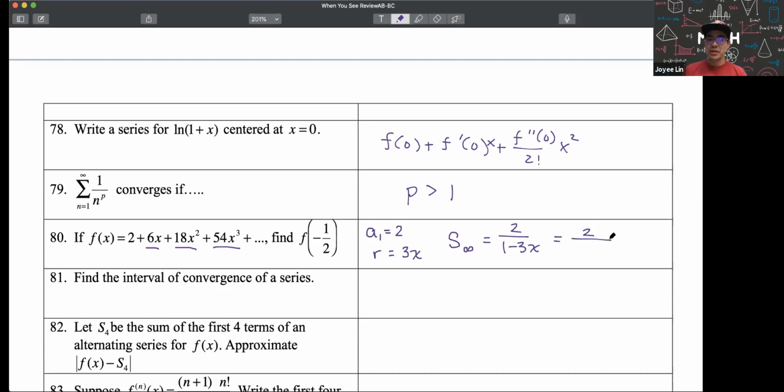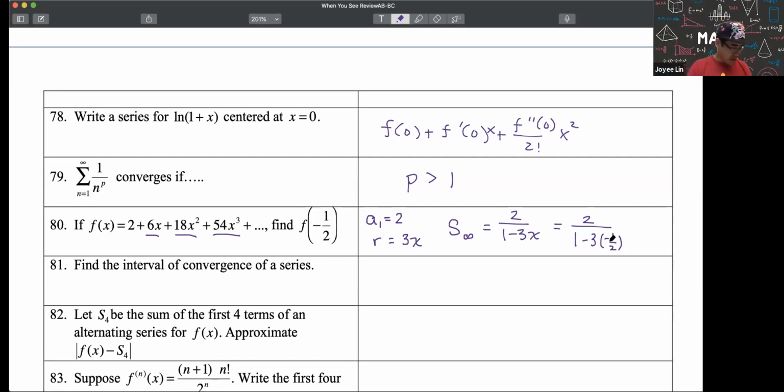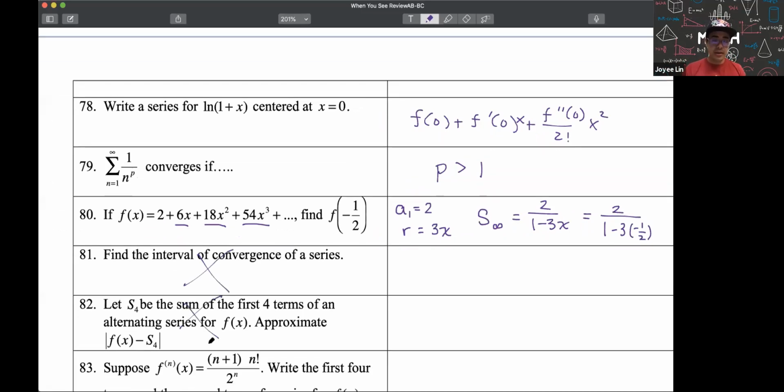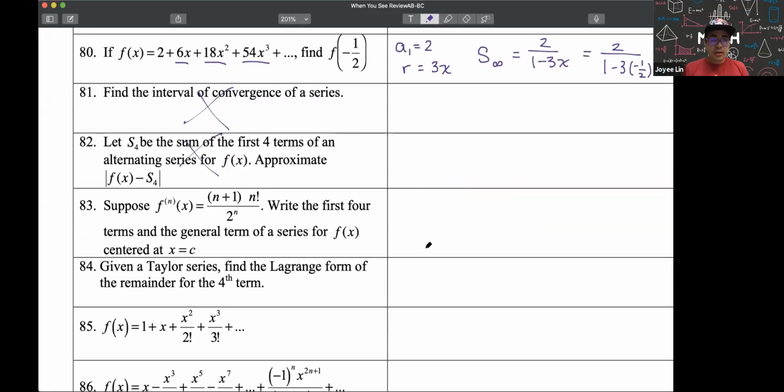So this would be an example of a calculus problem: 1 minus 3 times negative 1/2. Okay, just so you can recognize geometric series. You don't need to find the interval of convergence. You don't need that. This one, I mean, you do need to know that. I'm just not going to cross it out.